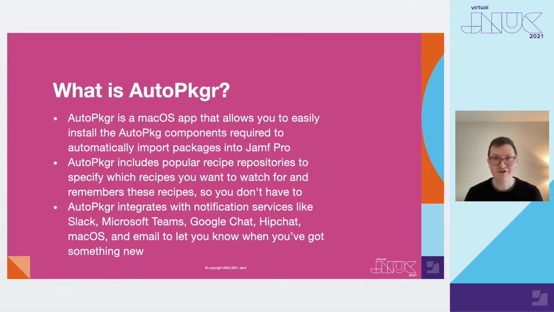So what is AutoPackager? AutoPackager is a macOS app that allows you to easily install the AutoPackage components required to automatically import software packages into Jamf Pro. It includes popular recipe repos to specify which recipes you want to watch for, and it remembers these recipes so you don't have to. AutoPackager integrates with notification systems like Slack, Microsoft Teams, Google Chat, HipChat, macOS notifications, and email to let you know when you've got something new.